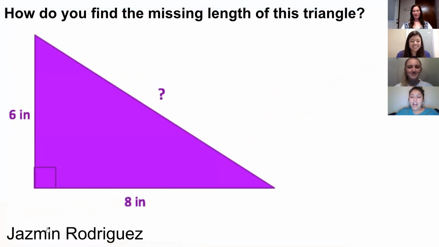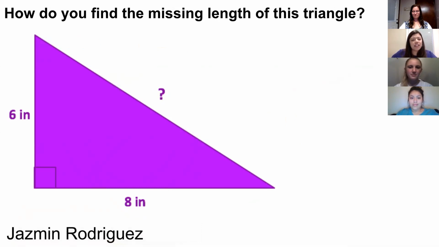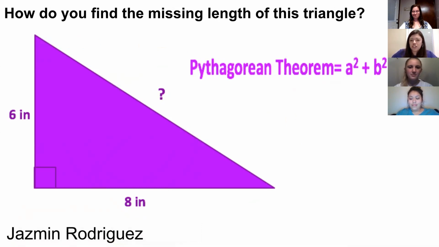Jasmine, how would I find the missing length of the right triangle? Cece, excellent question. Let me tell you, it is a lot easier than what you think. Since we already have the values of the 2 sides of our right triangle given to us, which is 6 inches and 8 inches, we will be able to use our handy-dandy Pythagorean theorem, which Jessica just talked about.